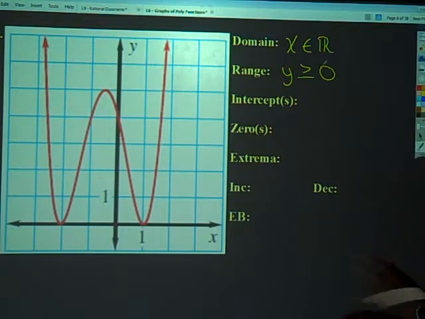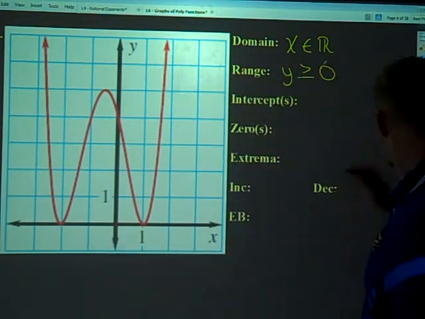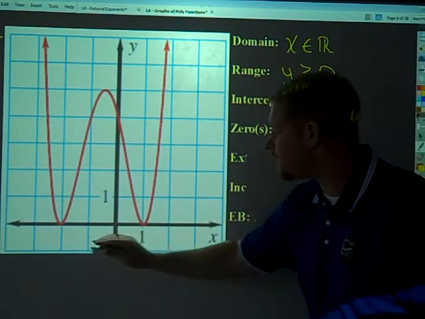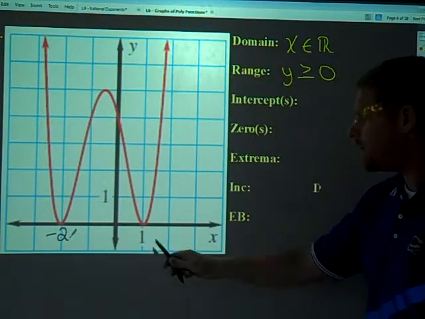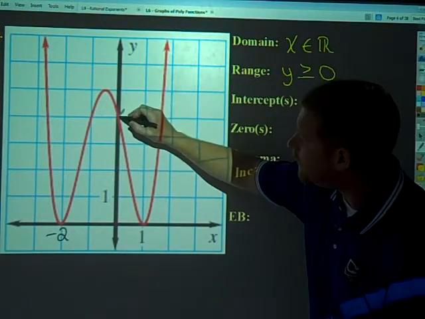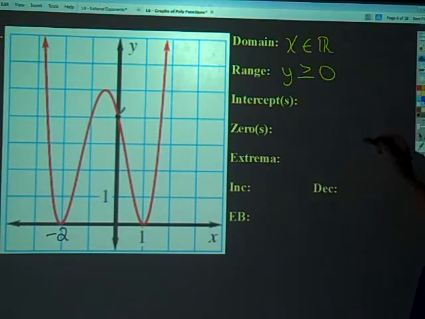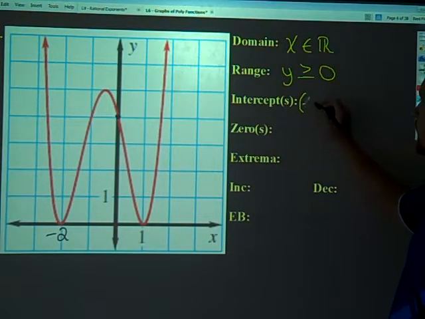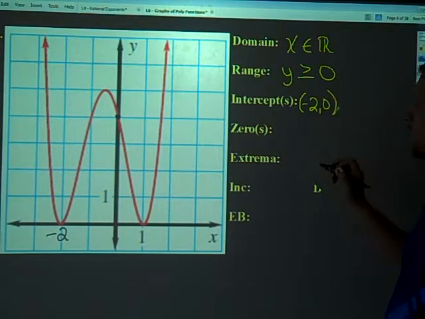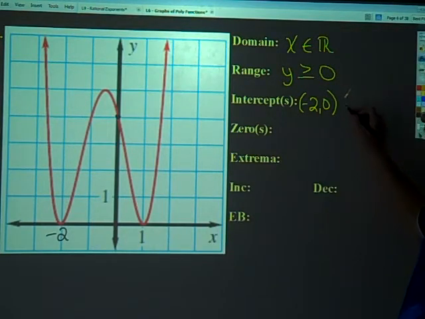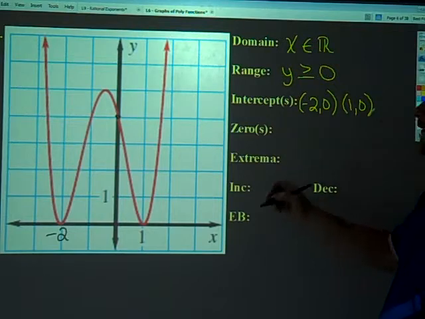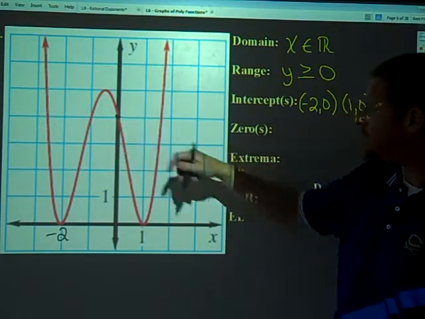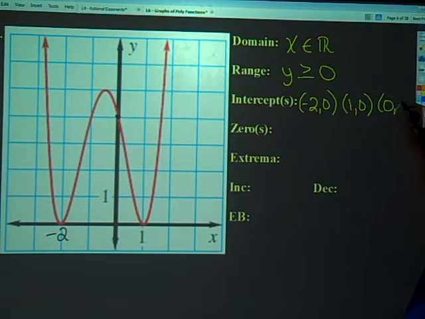Now, looking at the intercepts, this should be fairly easy. We notice that this is at -2, this one is at 1, and then we have another intercept here, which is our y-intercept. Let's start with this one. This is -2, 0. This is 1, 0, and then my y-intercept ends up being 0, 4.